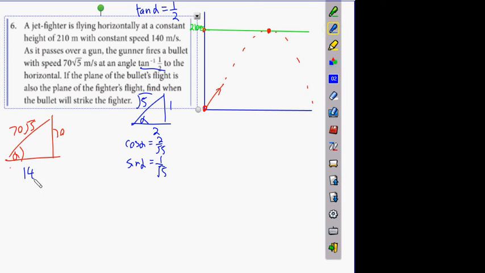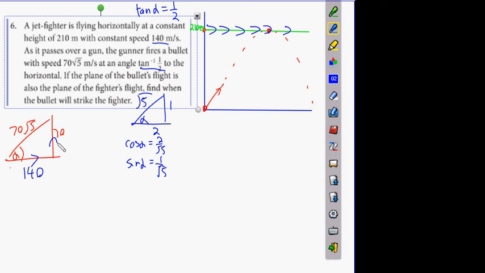Now, here's the interesting thing. I have now deduced that the horizontal speed is equal. Do you see that? The plane is going across at 140, and we've just figured out that the bullet's velocity initially is 140 across and 70 upwards. And because the 140 never changes, why does the 140 never change? No gravity acts horizontally, and we're not taking in wind resistance, which would slow it down.